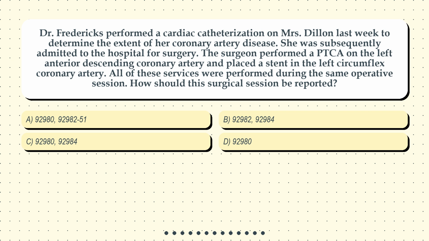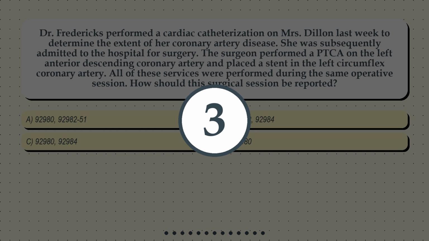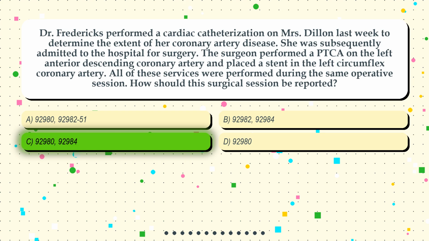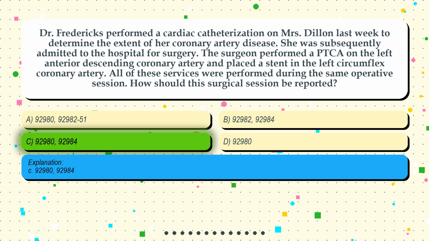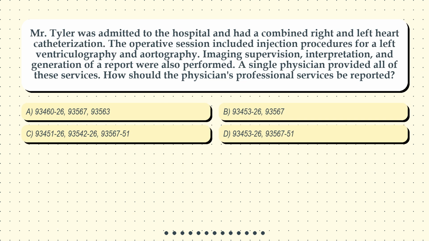Option A, 92980, 92982-51. Option B, 92982, 92984. Option C, 92980, 92984. Option D, 92980. The correct answer is option C, 92980, 92984. C, 92980, 92984.